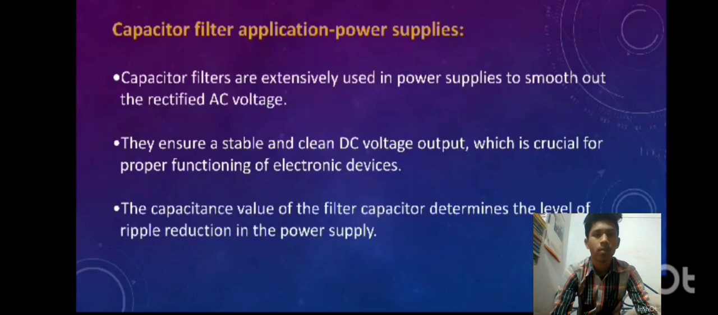Capacitor filter application: power supplies. Capacitor filters are extensively used in power supplies to smooth out the rectified AC voltage. They ensure a stable and clean DC voltage output, which is crucial for proper functioning of electronic devices. The capacitance value of the filter capacitor determines the amount of ripple reduction in the power supply.